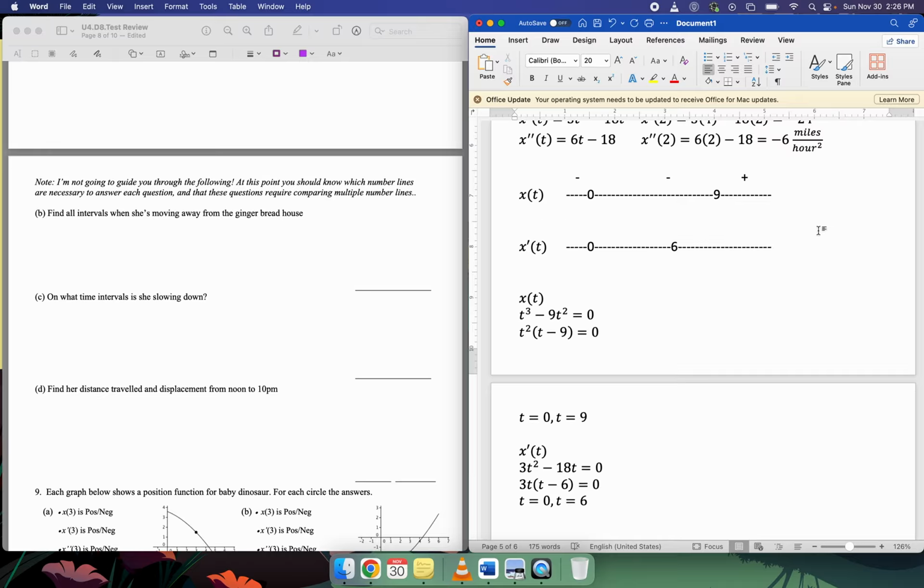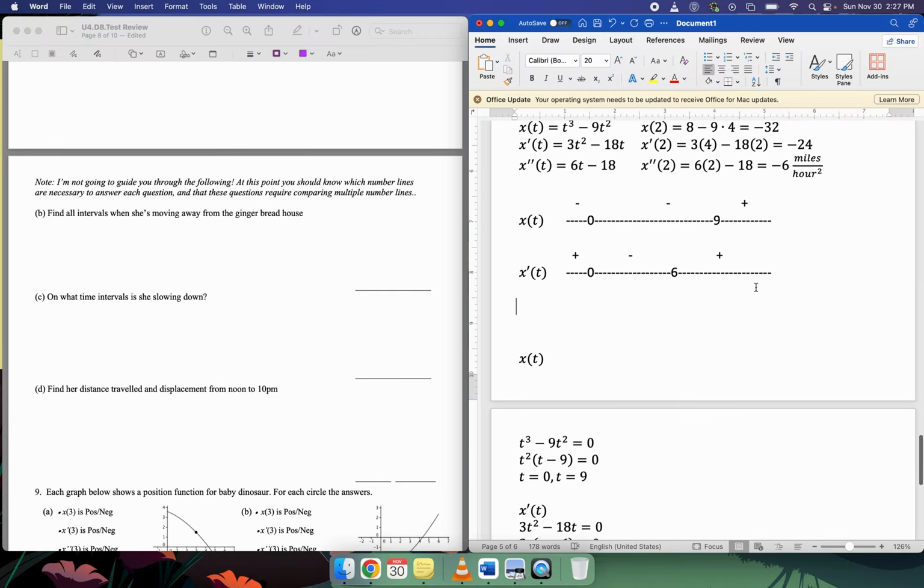Okay, so test points, let me do 1 maybe. If I plug 1 into this, then I get a negative number. So the velocity is negative on this region. 0 comes from this factor, which has an odd multiplicity, so the sign changes there, so it has to be a plus, and it also changes at the 6, so it's got to be a plus here.